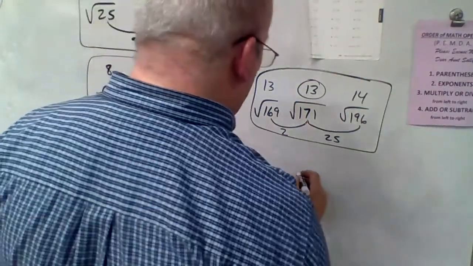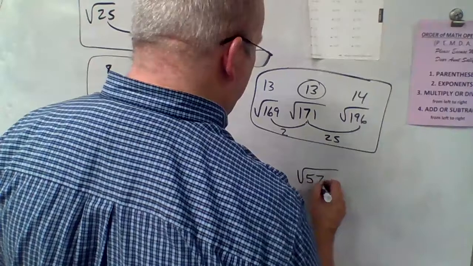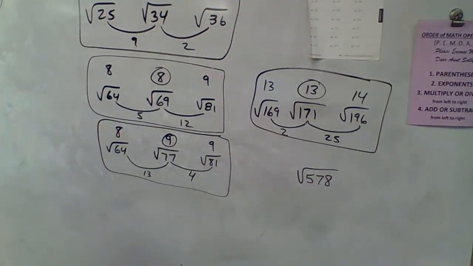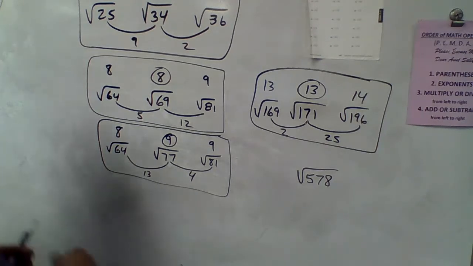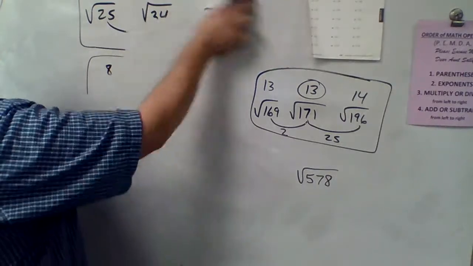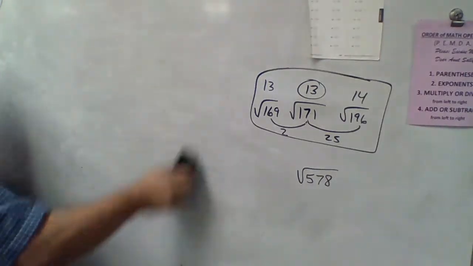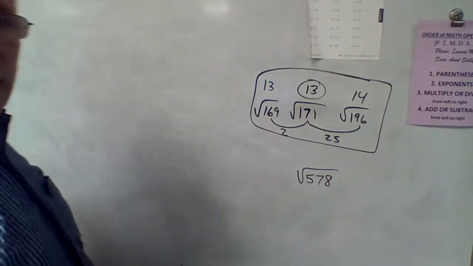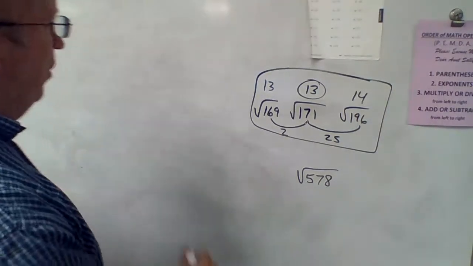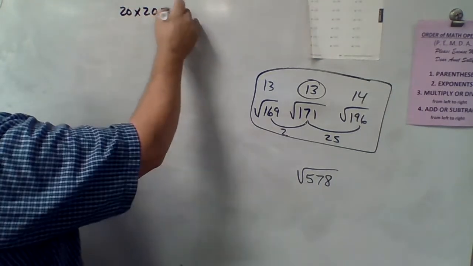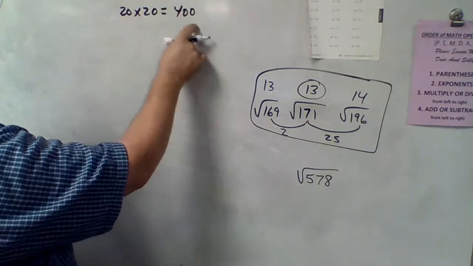How about a bigger number, like the square root of 578? This one's going to be a little tougher. Why? Because in my brain, I don't have in my head the square root of a lot of big numbers like that. So I might start by saying to myself, hey, I wonder if it would be helpful if I wrote down some perfect squares. For example, 20 times 20 is 400.